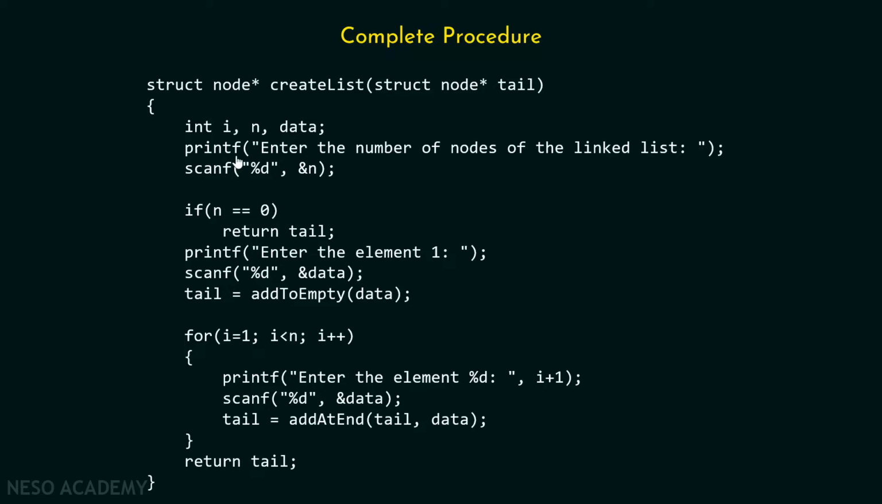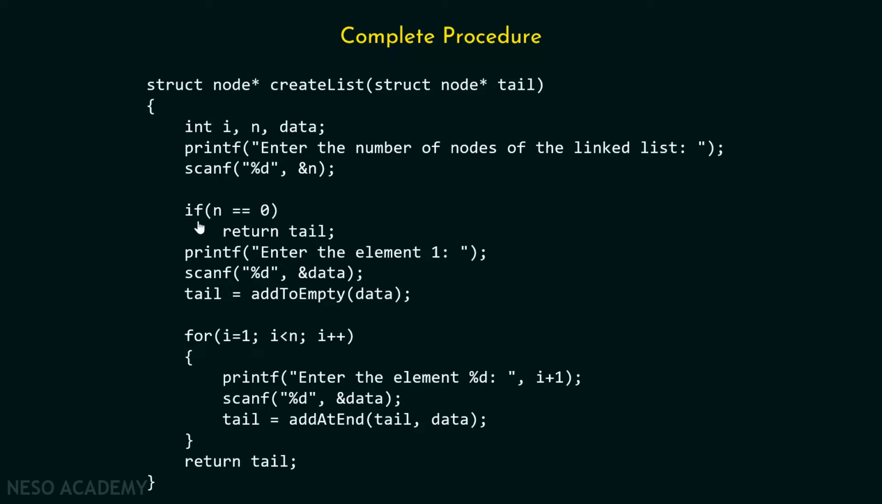After this, I'm calling this printf function to print this message, that is, enter the number of nodes of the linked list. That means I want to ask the user to enter the number of nodes you want to add in the linked list. I will store that number within this n variable. That is why I am calling this scanf function.